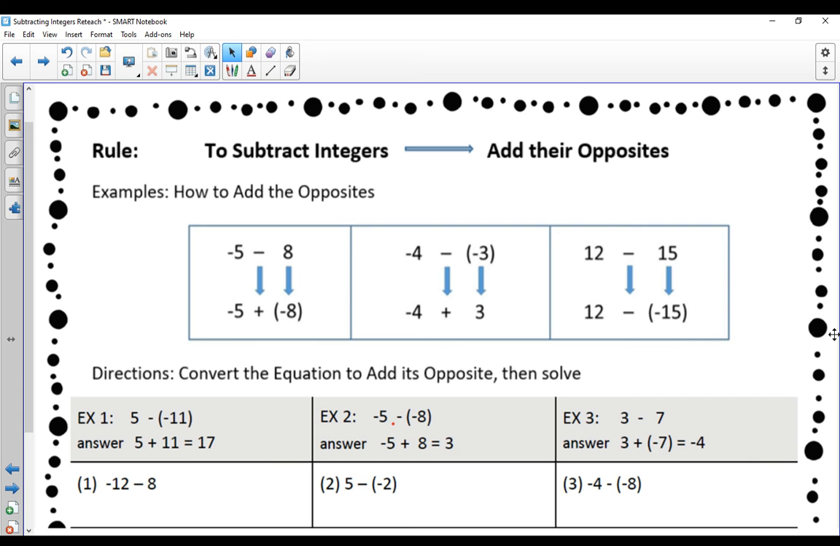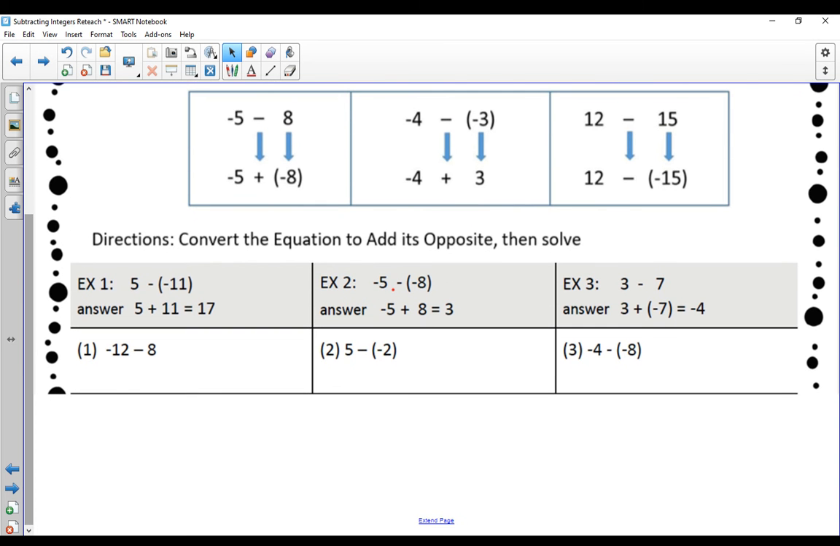So there's a couple examples, but we're going to go a little bit more into depth, and we're going to do numbers 1 through 3 together, okay? So let's take a look at number 1. Number 1 says negative 12 minus 8, okay? My first step is going to be keep, change. I'm going to keep my first number the same, which is negative 12. I'm going to change my minus sign to that addition sign. And then that positive 8 then becomes negative 8.